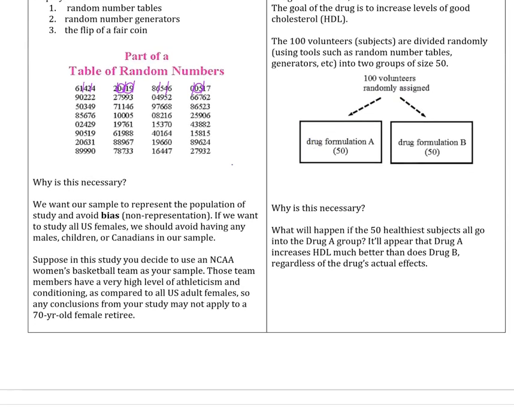So why is randomness necessary? Well, we want our sample to represent the population and avoid any sort of bias or non-representation. So let's say we want to study all U.S. females. We would have to make sure we don't have any males, children, or Canadians in our sample because that wouldn't be representative of U.S. females. Secondly, if you decide to say, well, I'll just use the NCAA women's basketball team as my sample, those members are very athletic and have a high level of fitness in comparison to all U.S. females. So any conclusions you would draw from that NCAA basketball team would likely not apply to a 70-year-old female retiree. So that's why it's important that you get a little bit of everybody in your sample. And in order to do that, we use random sampling.